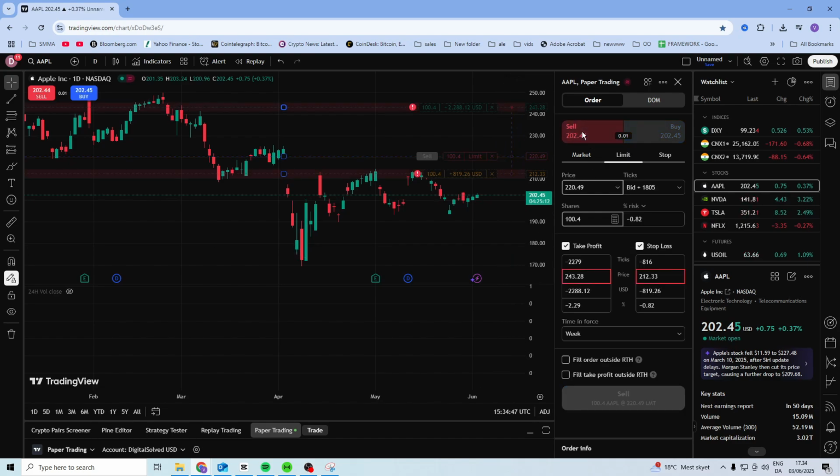If you wanna do a sell order, obviously that means you expect the price to go down. So take profit needs to be under like this. Now that is basically how it works, guys.